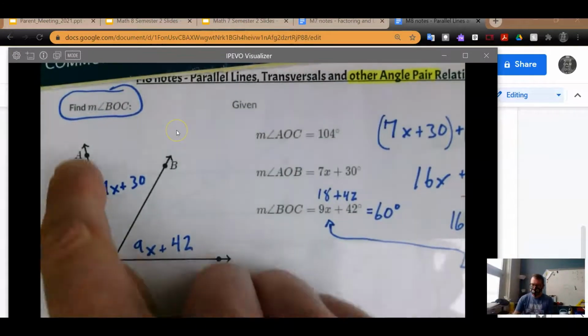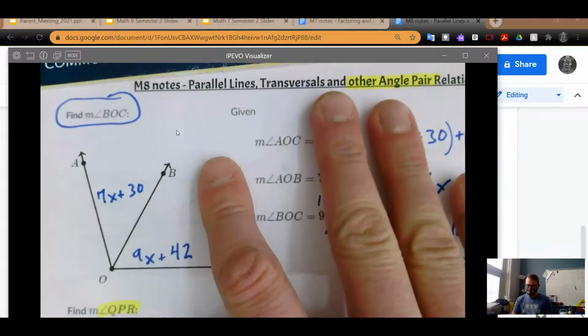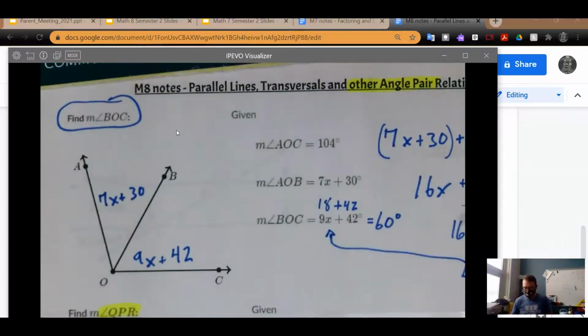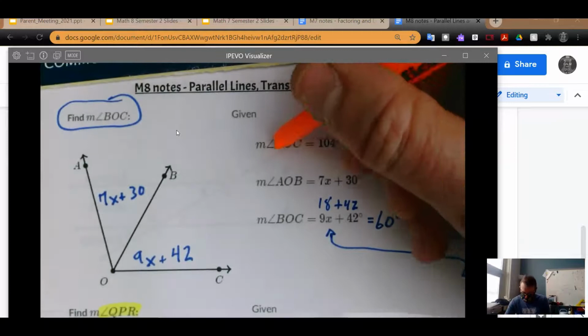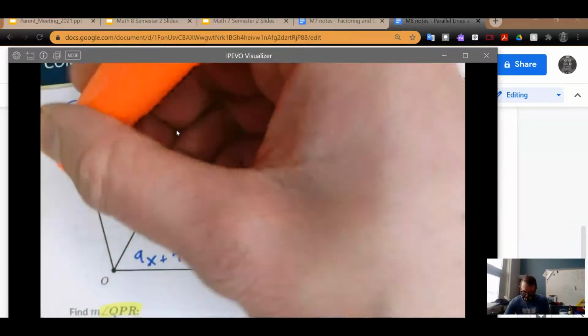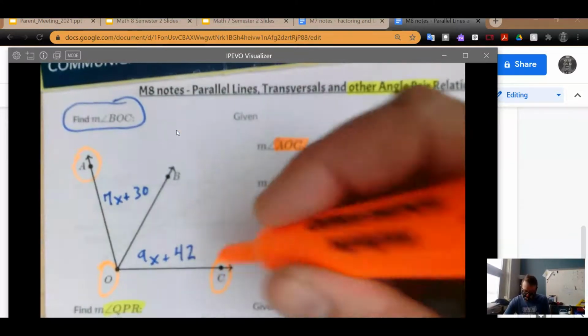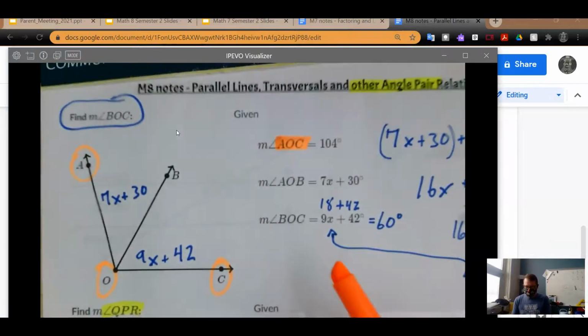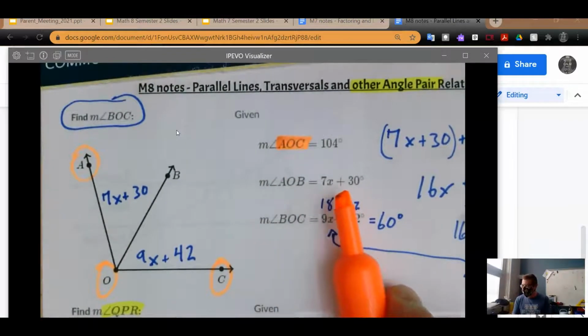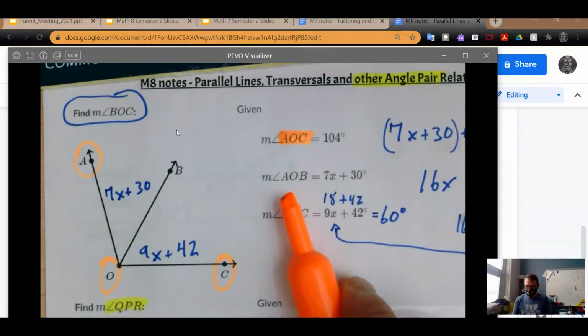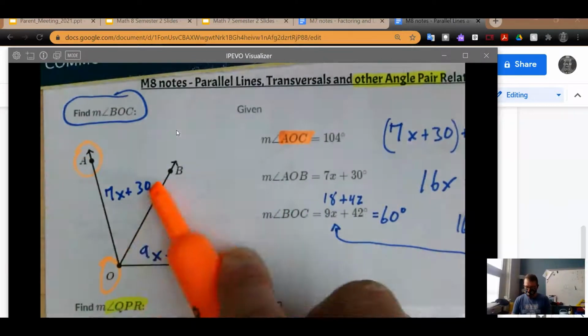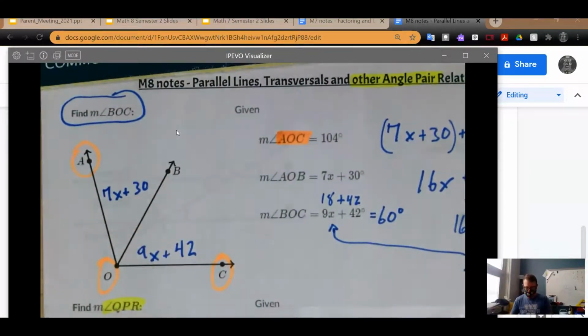AOC is our entire angle. Please pay attention to the 3-point angle notation because they will try to trick you with this eventually. So AOC is the entire thing. Then I'm going to write in my 7x plus 30 for AOB. So my acute, well, it looks acute. And BOC.